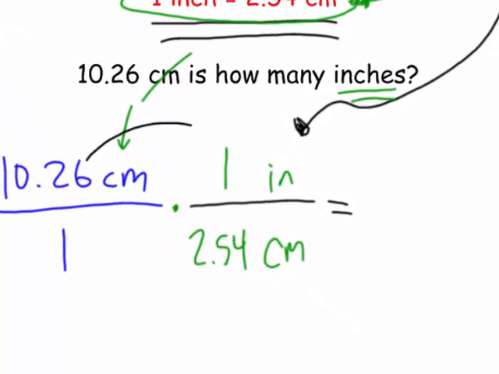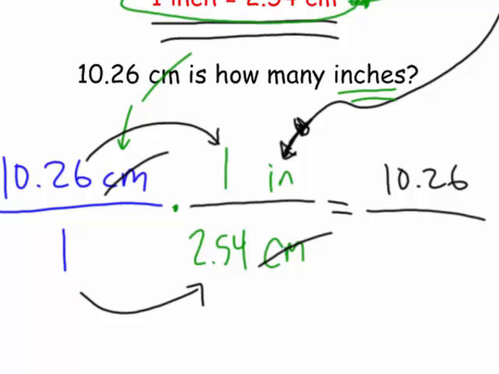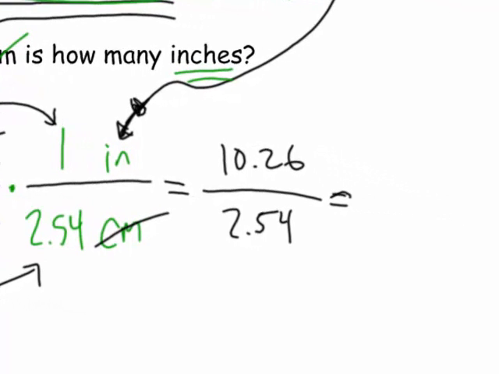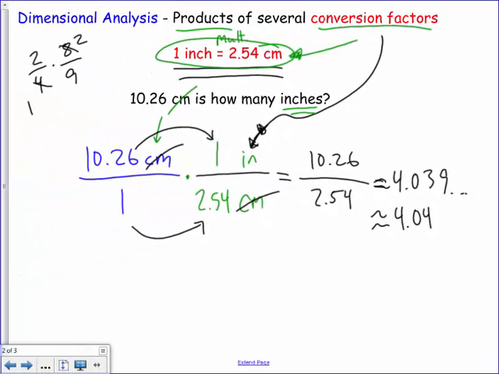So I take 10.26 times 1, which is 10.26. Oh yeah, our centimeters canceled, right? So all I'm left with is inches, which is good. That's what we wanted. And then on the bottom, 1 times 2.54. So I can just take 10.26 divided by 2.54. And that gives me about 4.039, and it keeps going. It probably makes the most sense to round to the nearest hundredth here. And that is in inches. So 10.26 centimeters is about 4.04 inches.